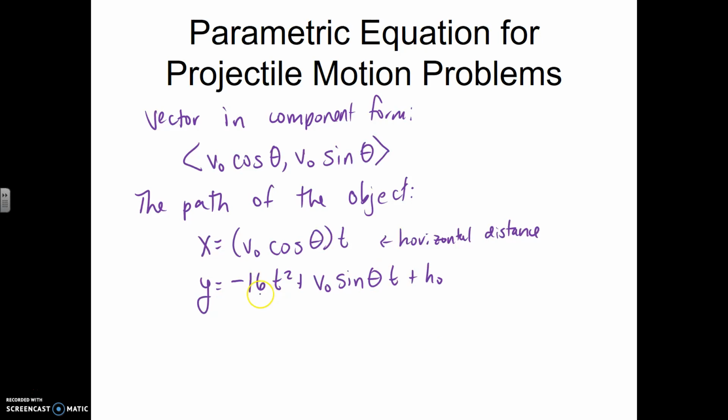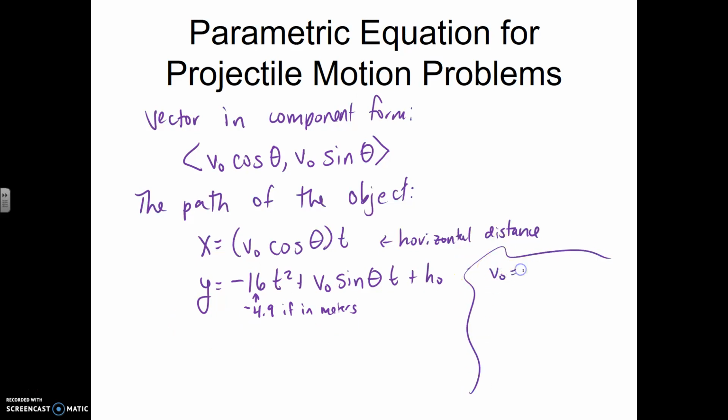Now just a quick thing. If the problem is in meters, we would use negative 4.9 here. The negative 16 is when it's in feet. There is a problem that puts it in meters, so there will be one where you need to do negative 4.9. Okay, so again, we've already talked about this before, but just a quick summary of what these things mean.